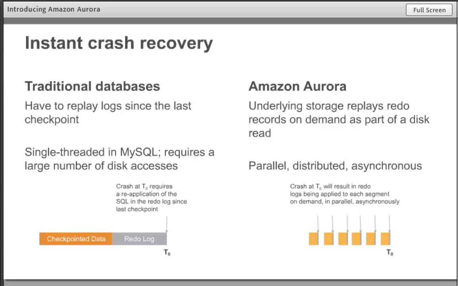So there are 3 distinct advantages that Aurora has in this scenario. One is that the replay of the logs can be done in parallel. It's not limited to a single-threaded operation. A second advantage is that it's distributed and that it can take place across a number of machines. And a third particularly important advantage is that replay of logs in Amazon Aurora is asynchronous. And what we mean by that is that you don't actually have to wait for that process to finish before you can start using the database. You can start accessing the database, and if the replay is complete for that section of the database, you'll get the data back that you need.